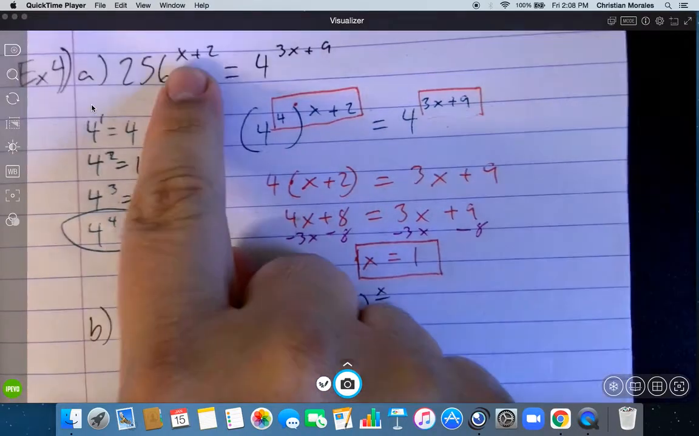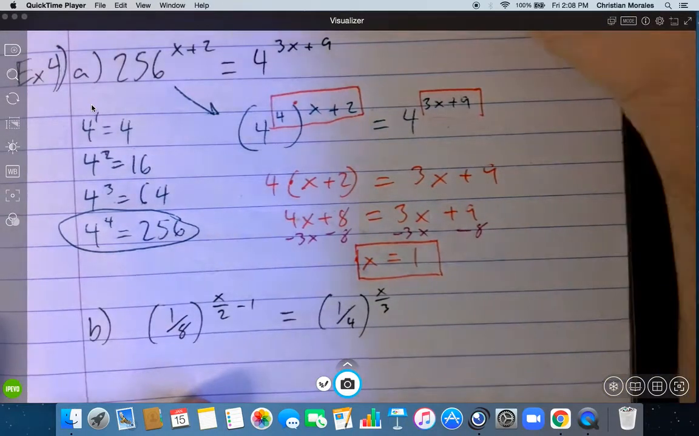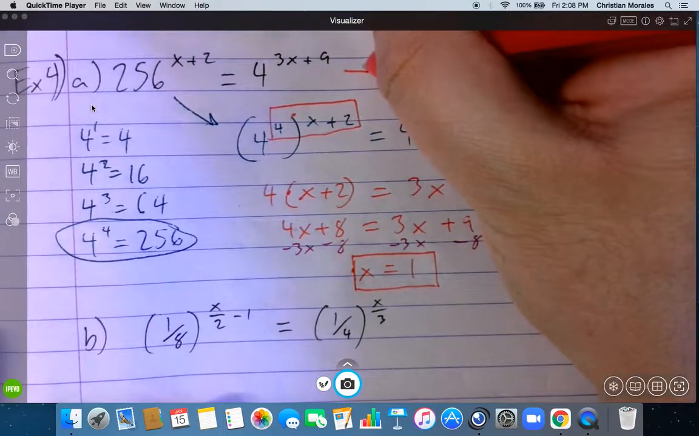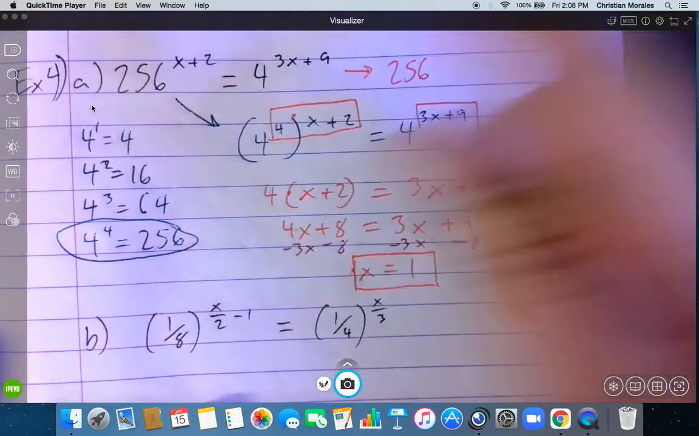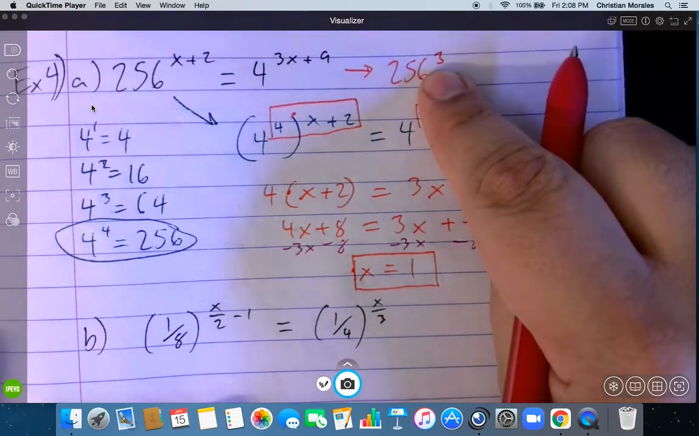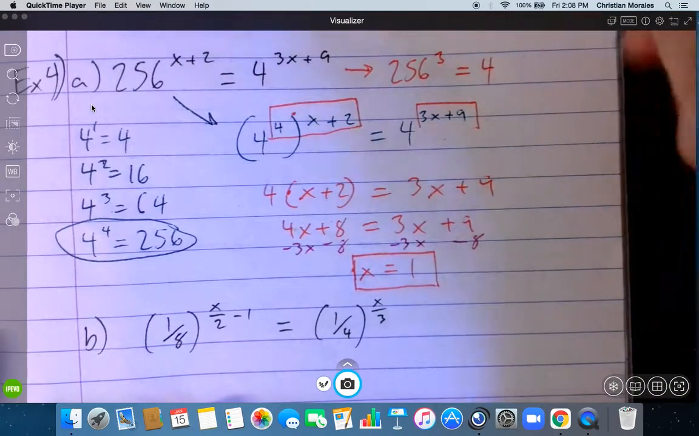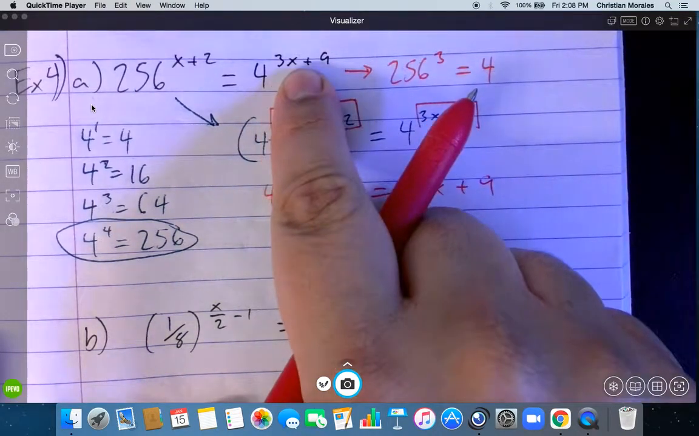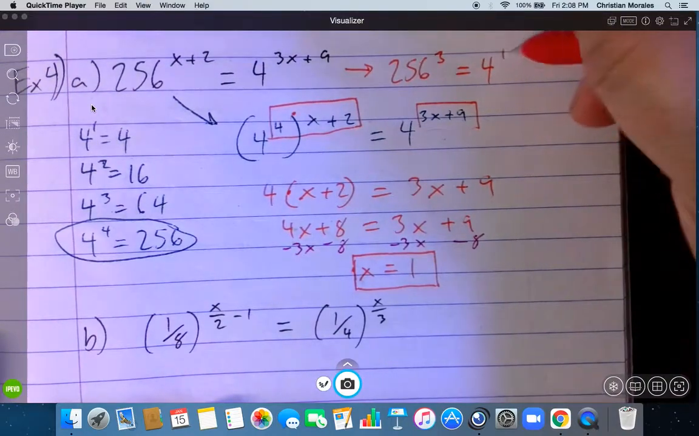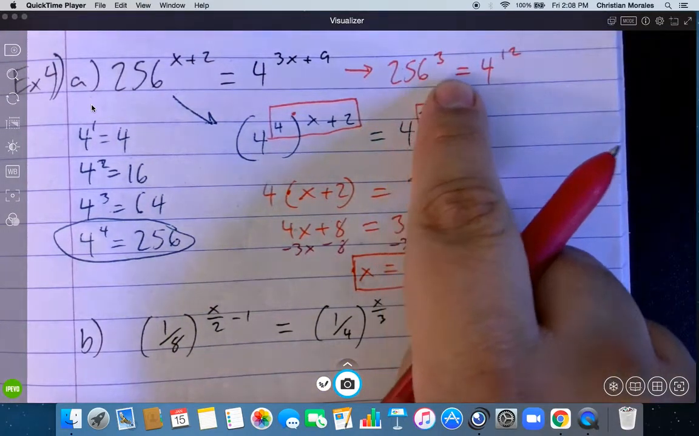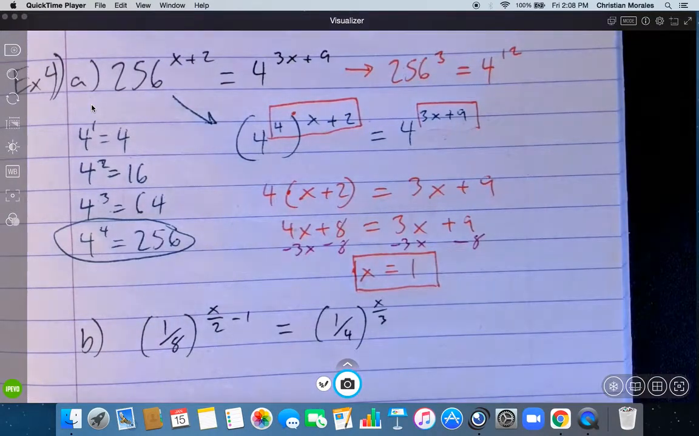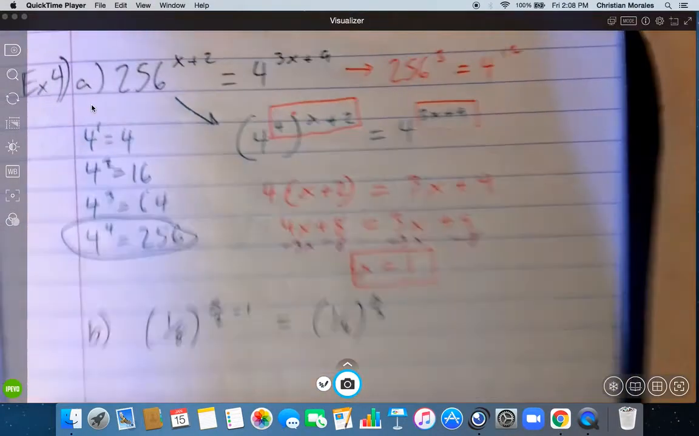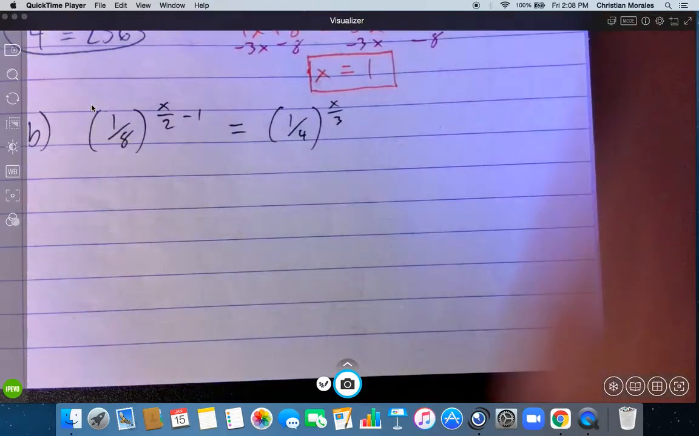You could plug it in and basically double check this if you wanted to using a calculator. What you would say is, okay, 256, 1 plus 2 to the third power equals 3 times 1 to the 12th power. So 256 to the third power is the same value as 4 to the 12th power. They will give you the same number. That's what that means. Okay, next. All right, dealing with the fractions.